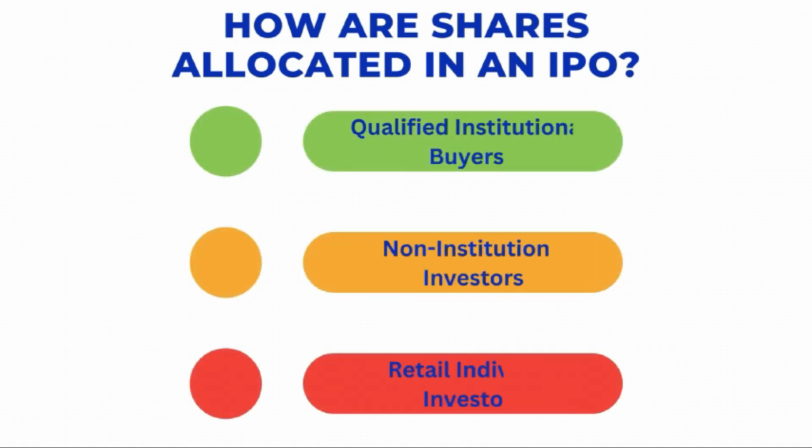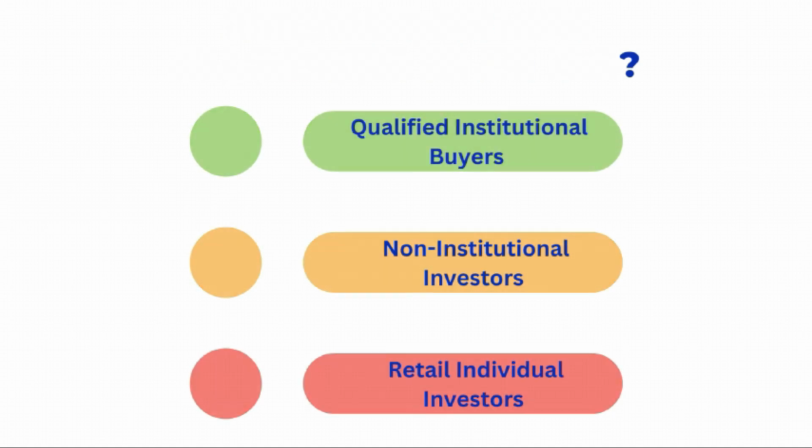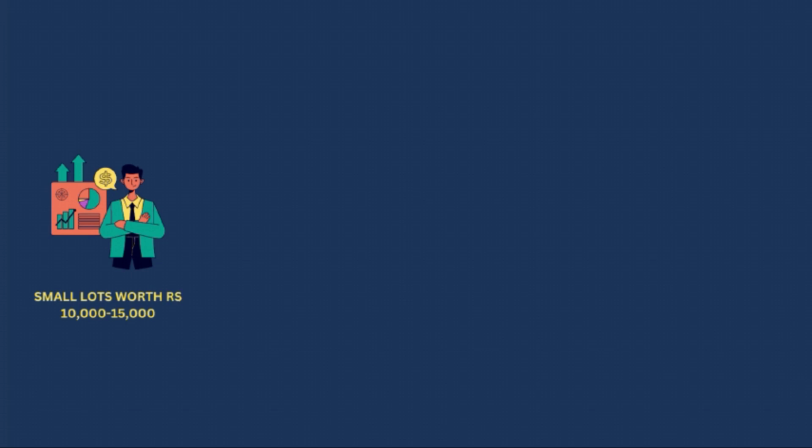There are different investor categories when it comes to IPOs. This includes qualified institutional buyers, non-institutional investors, and retail individual investors. An individual investor is allowed to invest in small lots worth 10,000 to 15,000 rupees. He can apply for a maximum of 2 lakh rupees in an IPO.